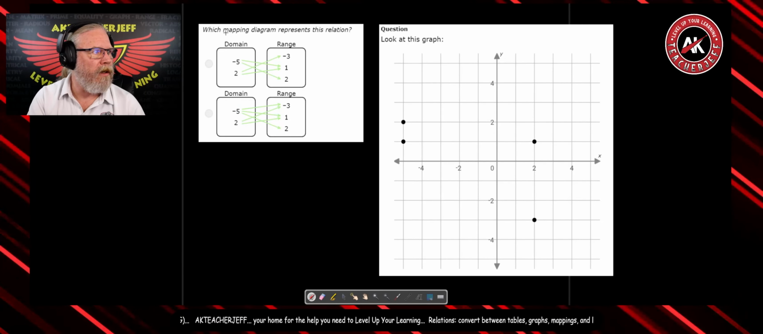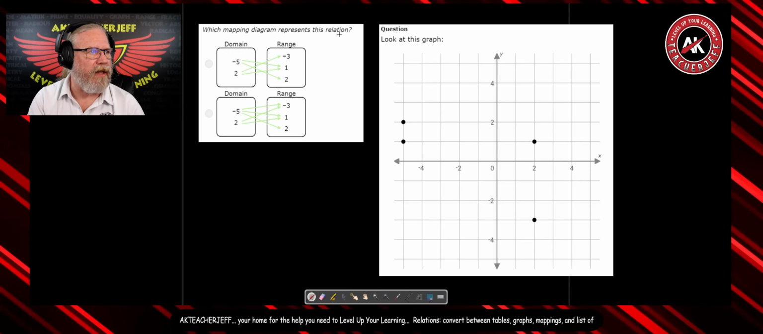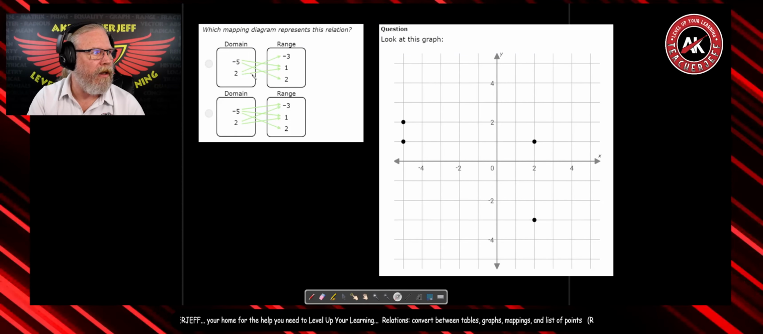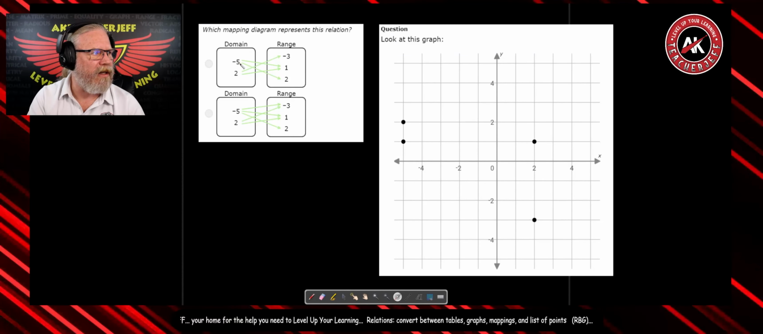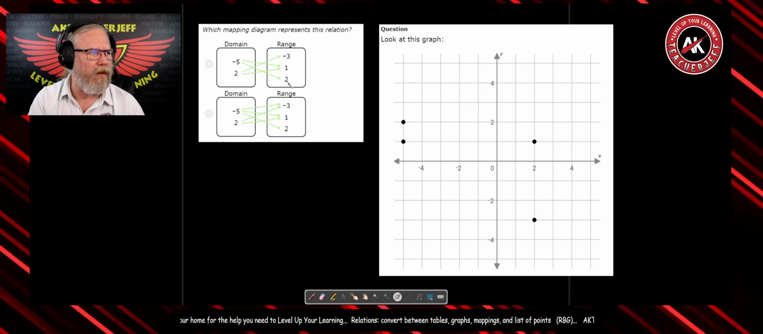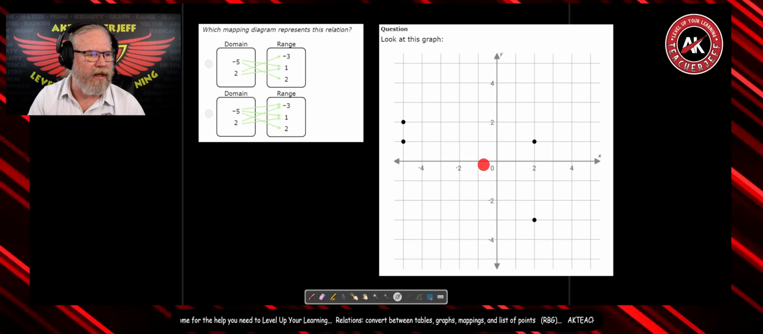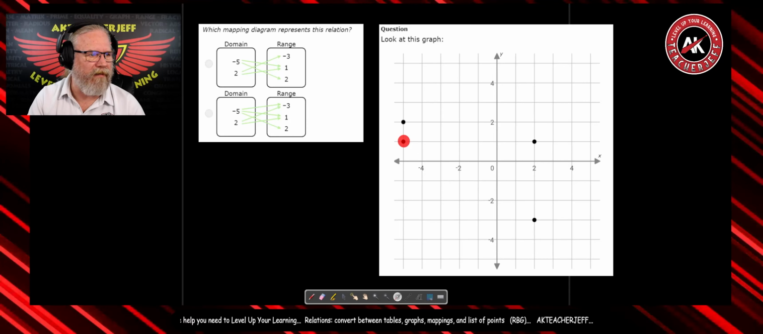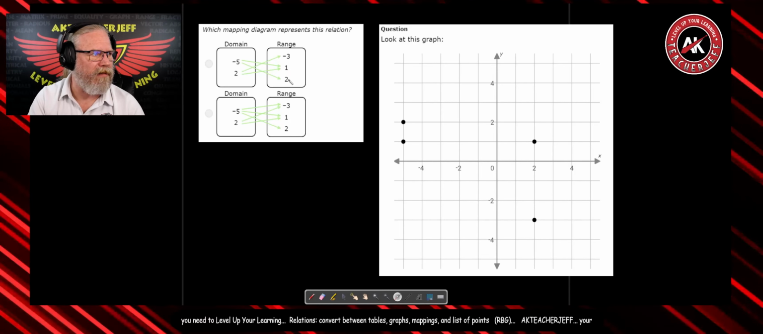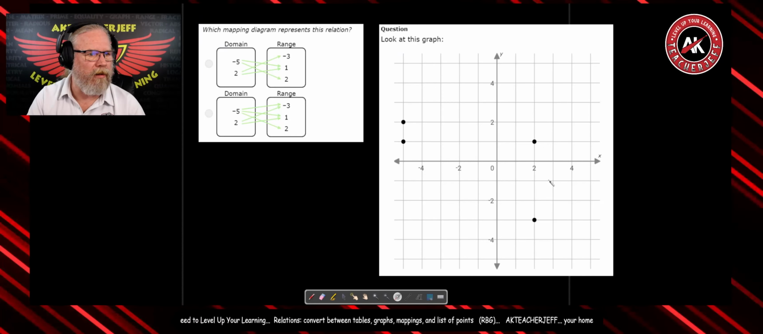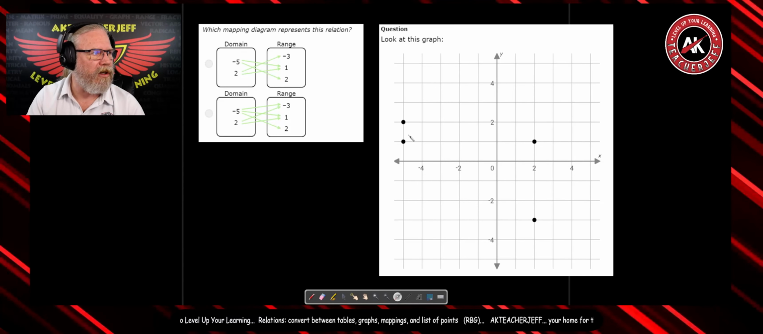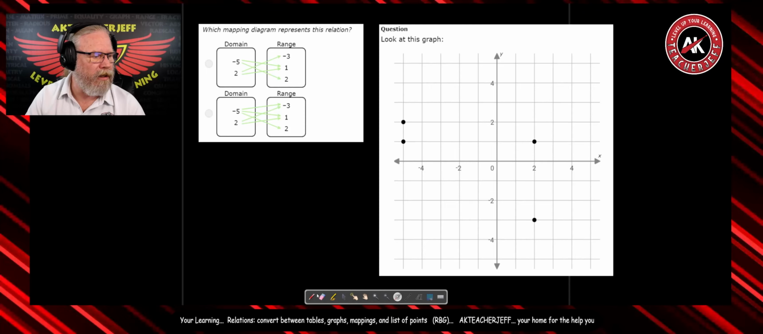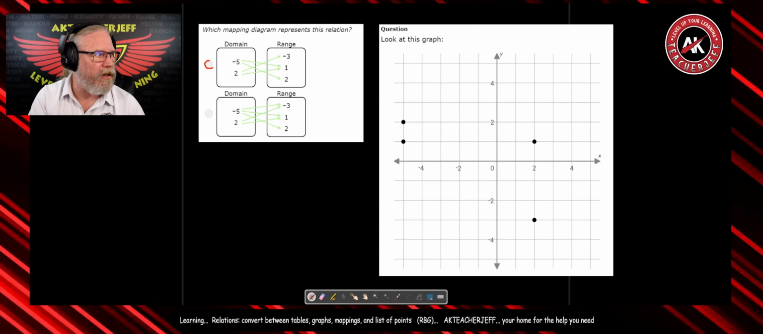Looking at the next one, which mapping diagram represents this relation? So we're going to look at the graph over here, and then we're going to find the matching map. All right. So let's look at -5. I got this -5, and it's supposed to be mapped to +1, +2. So -5 on the x-axis right here is right here. And mapped to -5 is a y value of 1 and a y value of 2. Sure enough, good to go right there. Now where x is 2, our domain right here, we should have outputs of 1 and -3. Here's 1, here's -3. So it looks like our first choice is the correct choice.